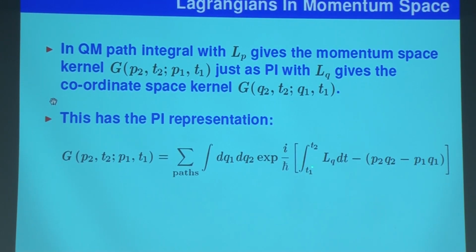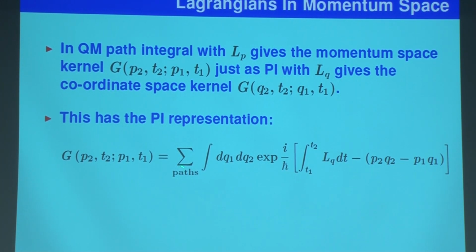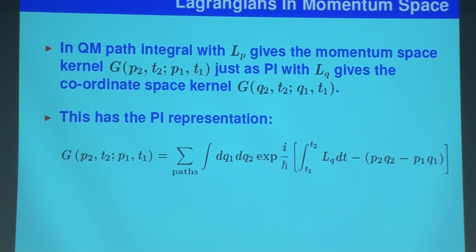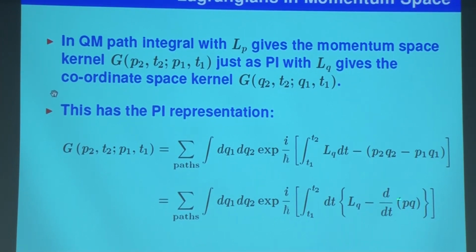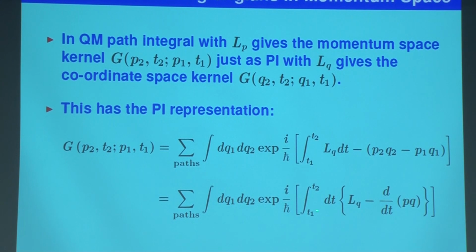So, what you have to do is to take the standard action, which is exponential of this, sum over paths. You are doing a Fourier transform. So, there is an i times p2 q2 minus p1 q1, and there is an integral over dq1 and dq2 in order to do a Fourier transform on this. But this you can rewrite because p2 q2 minus p1 q1 is just d by dt of pq at the end points.